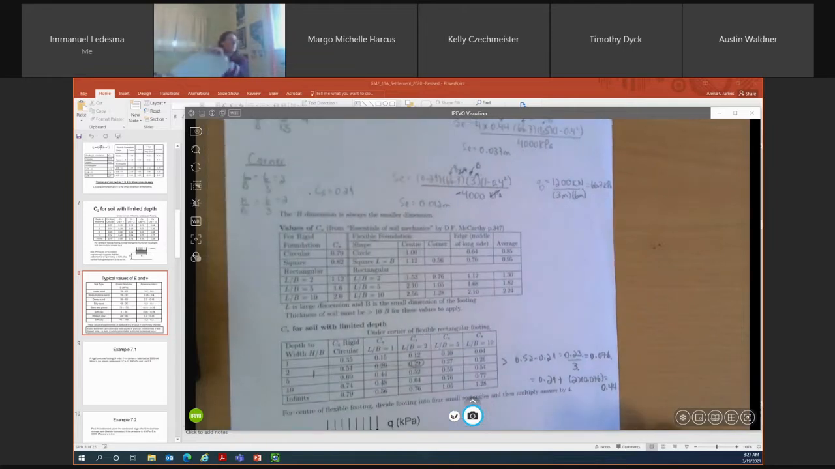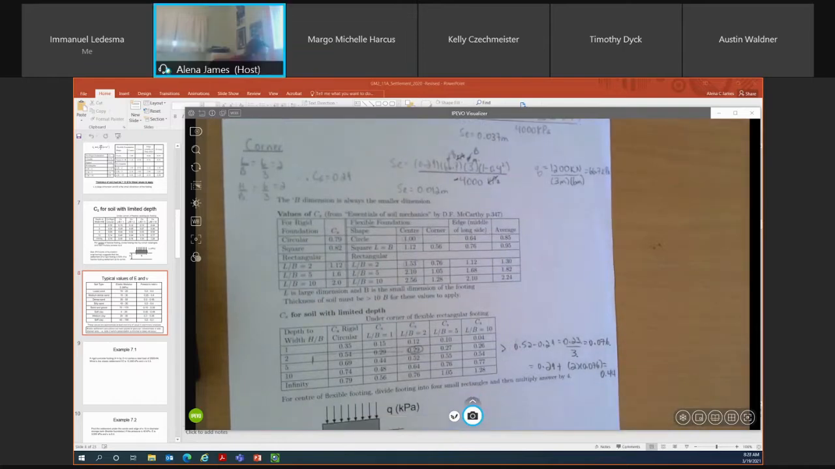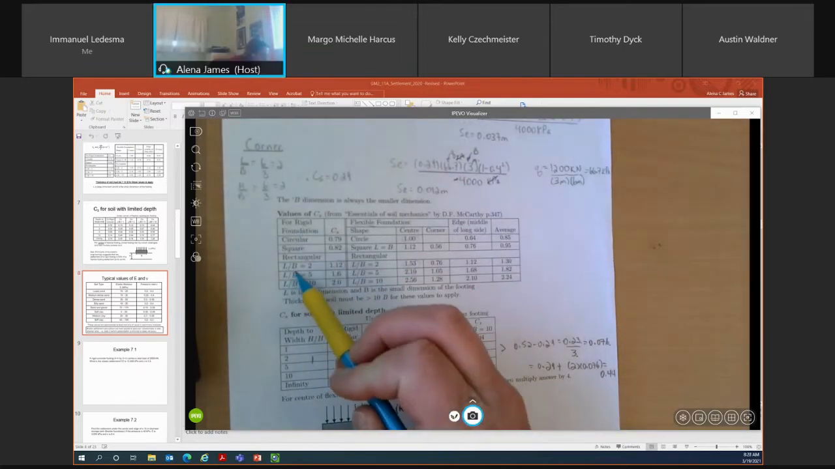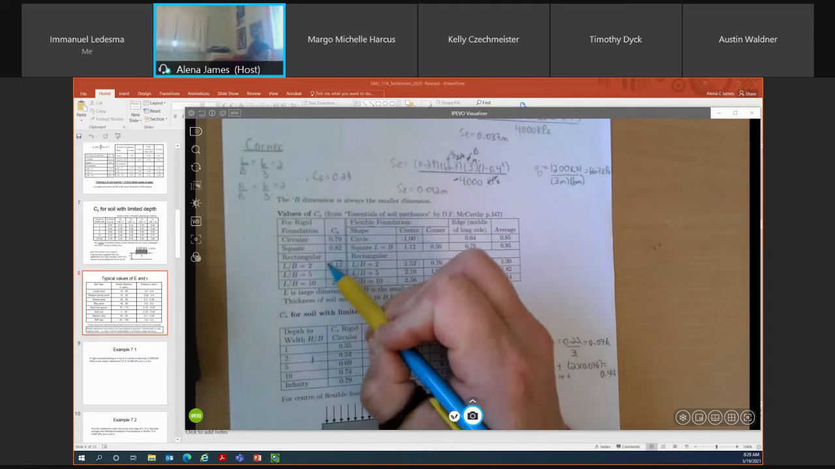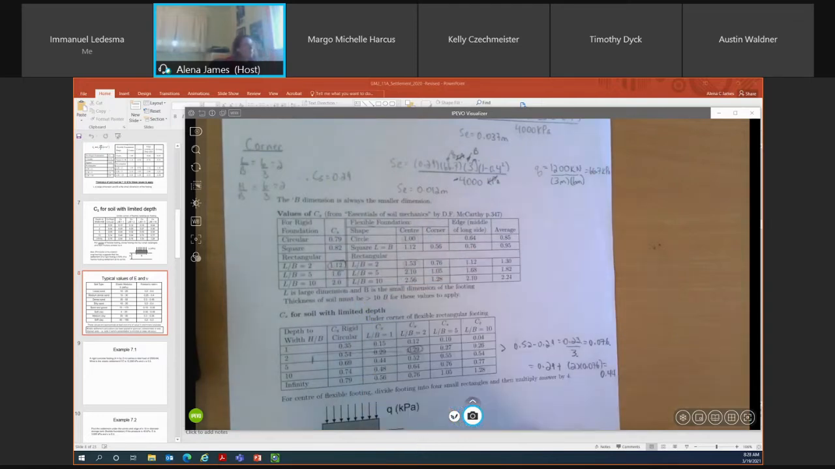So we'll use this table by McCarthy, because this is the only table that we can use for a rigid rectangular footing. We'll see here, if I have a rigid foundation, I have an L over B value of 2. Therefore, I know my CS value is 1.12. So that is my factor value that I would use in my elastic settlement equation.